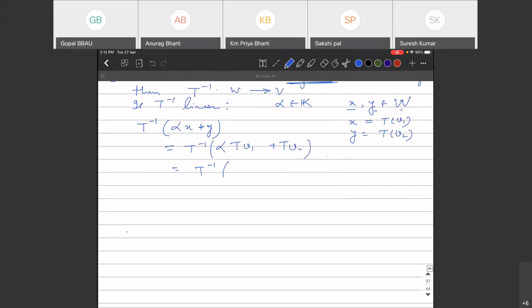So from here, T inverse of alpha x plus y is T inverse of alpha T v1 plus T v2, and you know T is linear, so this is nothing but T inverse of T of alpha v1 plus v2. But you know, for a function f and f inverse, f composed with f inverse is identity, which is the same as f inverse composed with f. Since T is also a function, T inverse T is identity, so you will get alpha v1 plus v2. But by definition, this v1 is T inverse of x and v2 is T inverse of y. So we have shown that T inverse is linear. It is bijective. Therefore, T inverse is also an isomorphism.